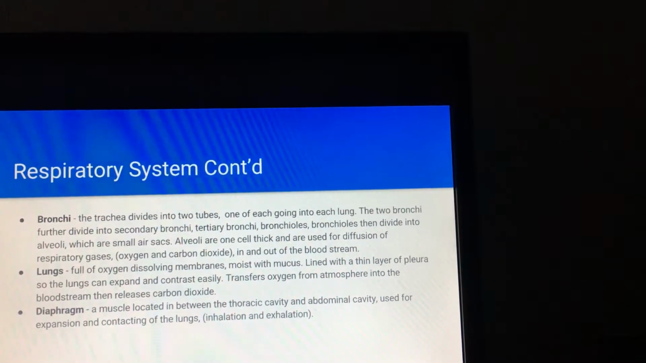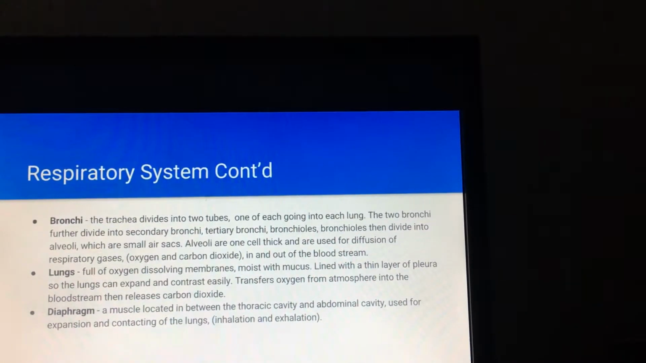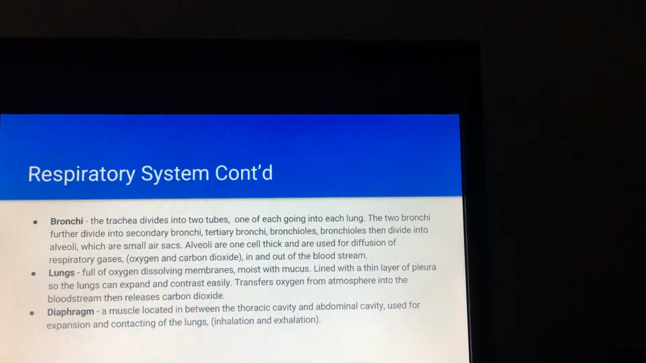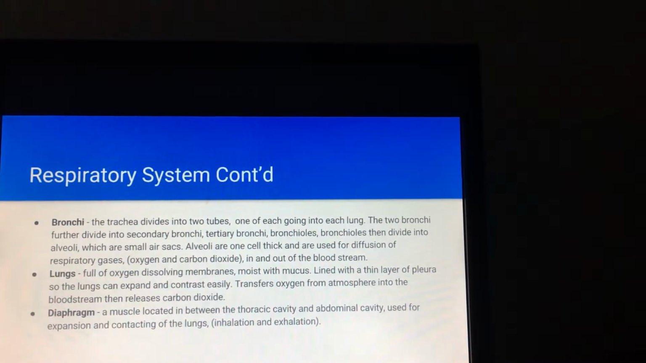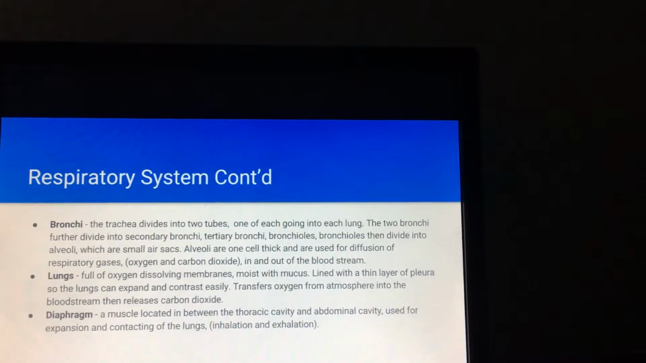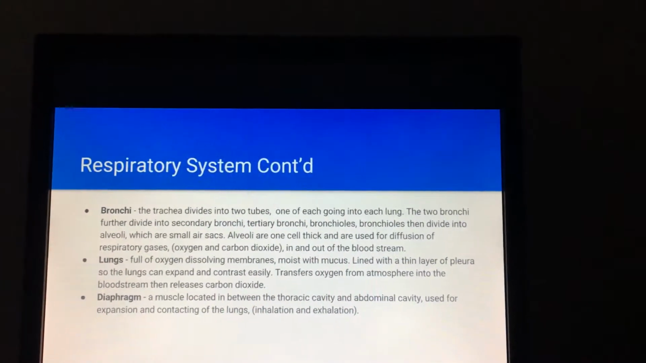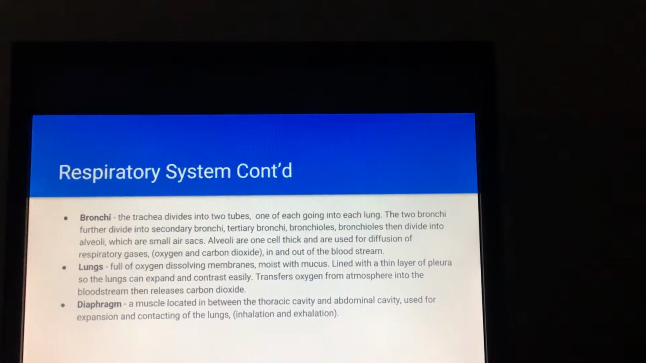The lungs, full of oxygen-dissolving membranes, moist with mucus, and lined with a thin layer of pleura so the lungs can expand and contract easily, transfer oxygen from the atmosphere into the bloodstream, then release carbon dioxide. The diaphragm is a muscle located in between the thoracic cavity and abdominal cavity, used for expansion and contracting of the lungs.